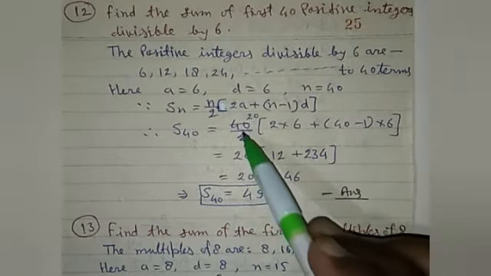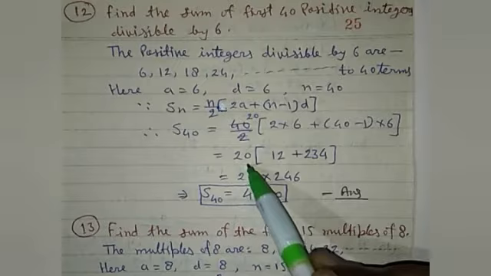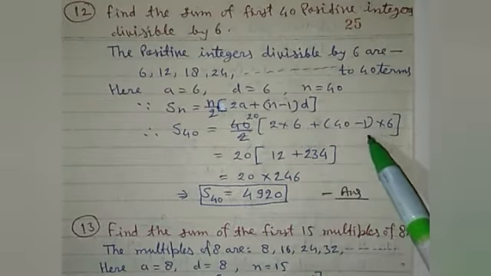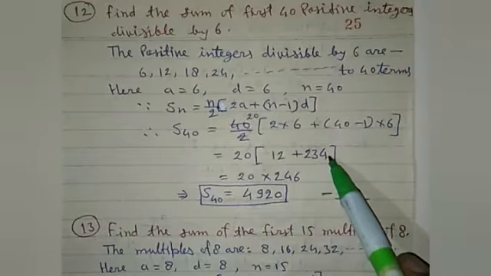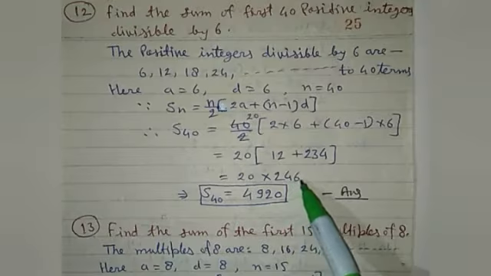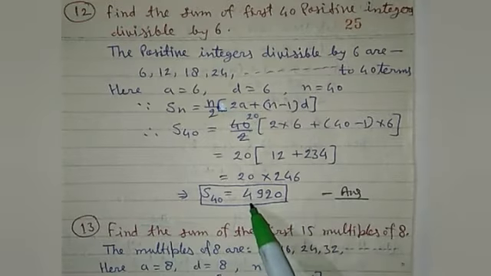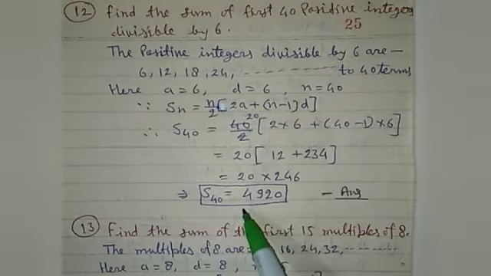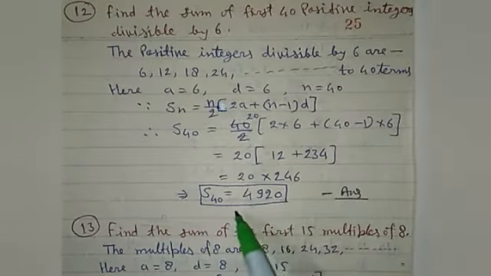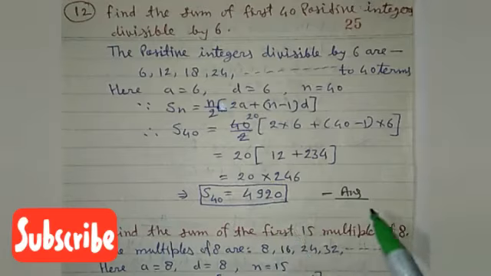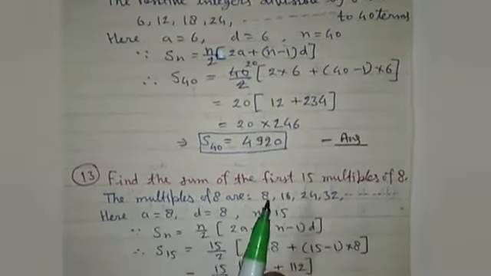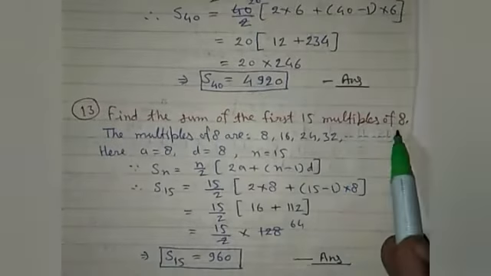So here it is equal to 20 into bracket 2 sixes are 12 plus 40 minus 1 is 39, 39 into 6 is 234. So adding these two, we will get here 20 into 246, which is equal to 4920. So here the sum of 40 positive integers divisible by 6 is 4920.